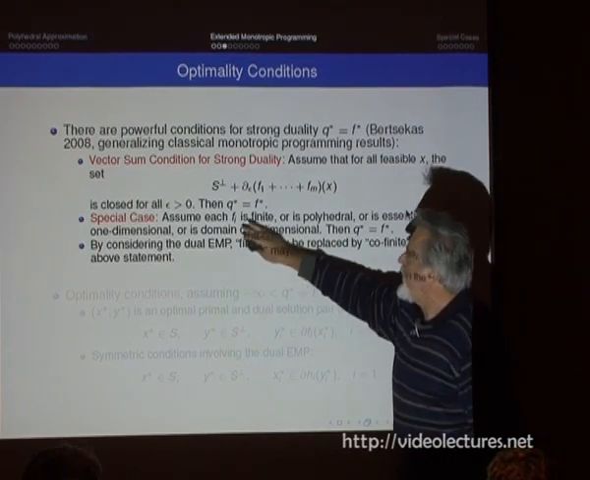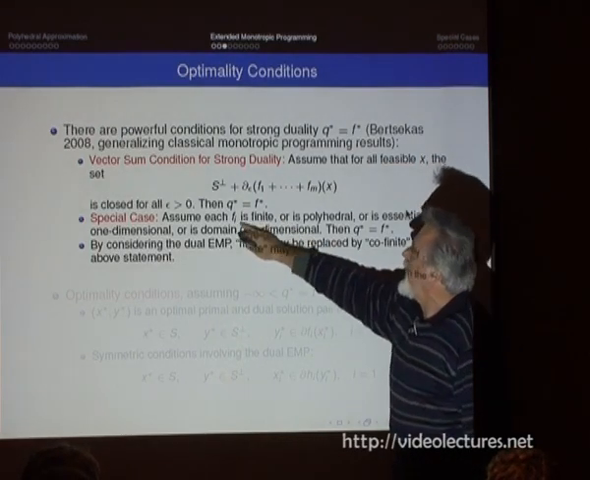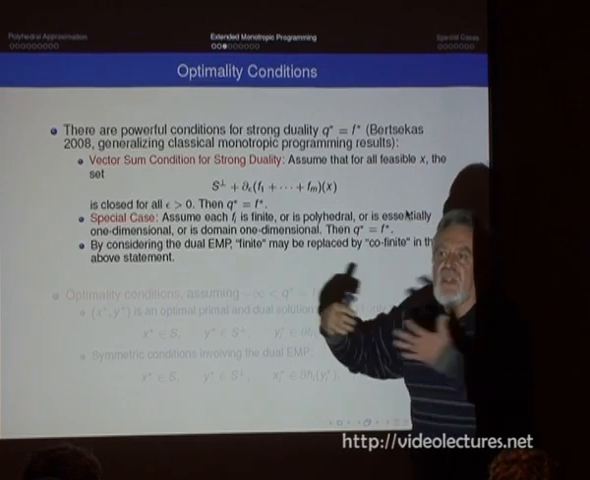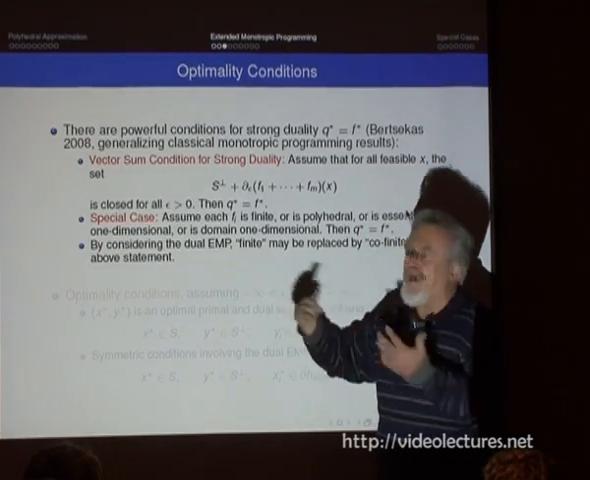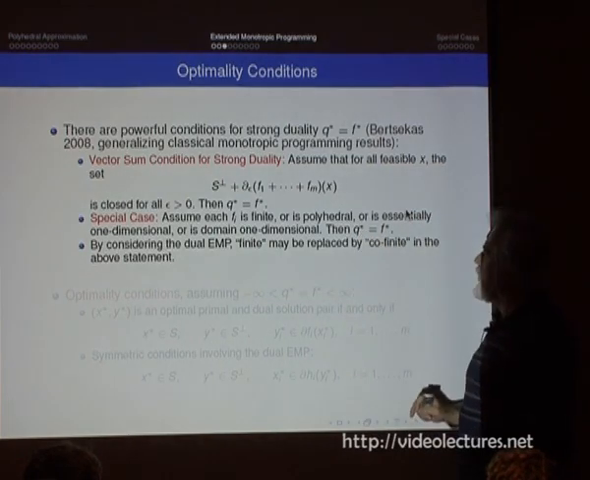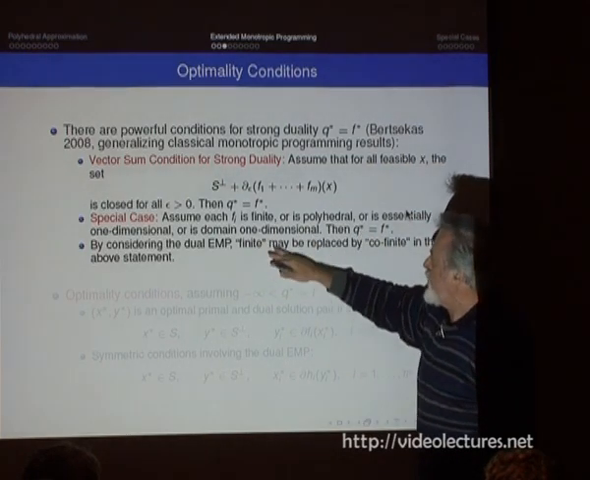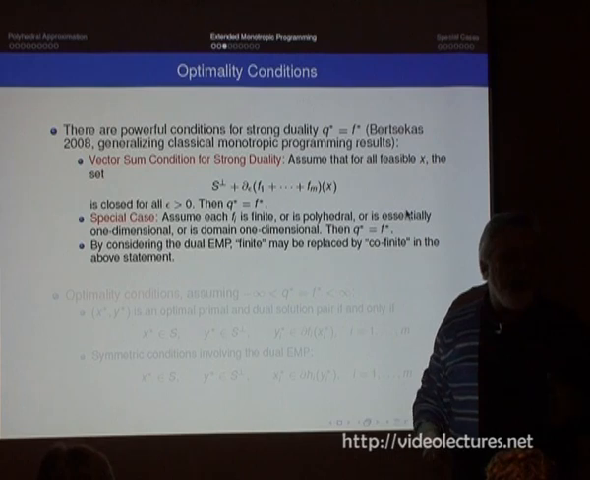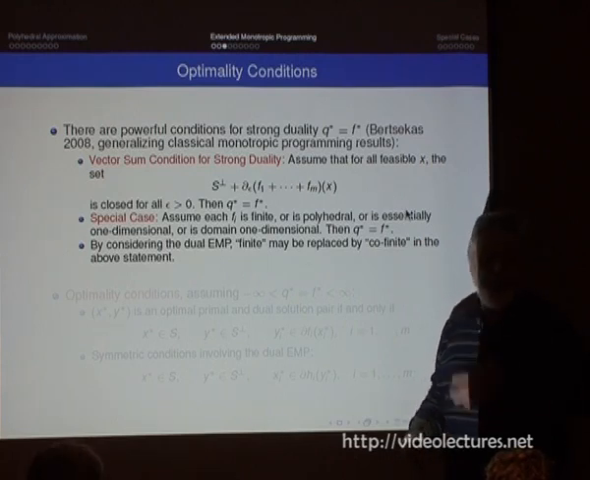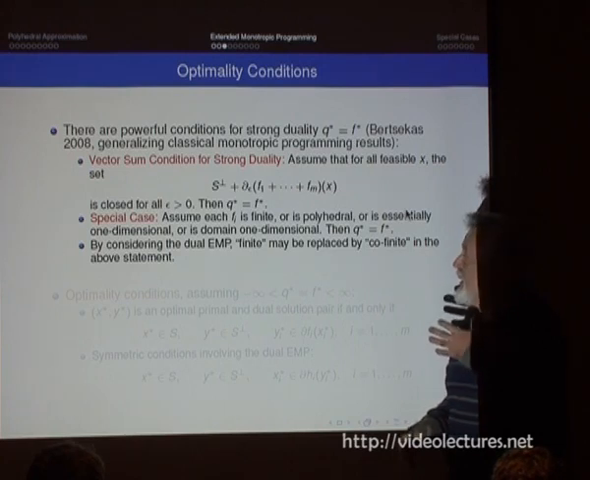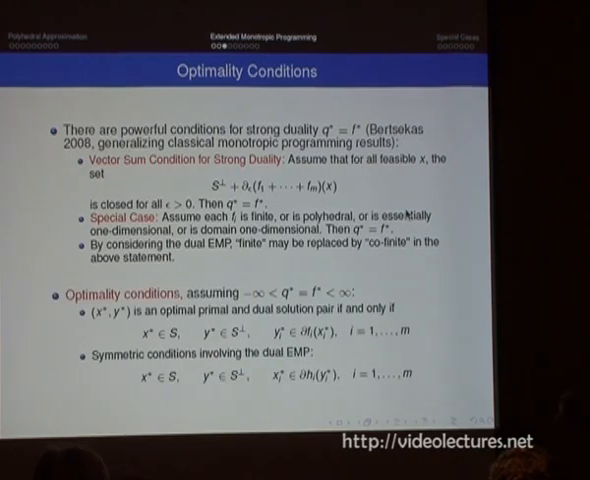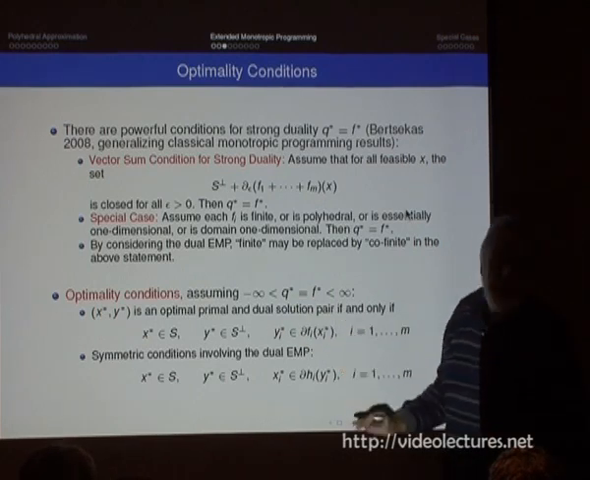And there are some interesting special cases here. Assume that each one of these f's is either real valued, or polyhedral, or essentially one-dimensional, depends on only one variable, or its domain is one-dimensional, then you have Q star equals F star, and then there's a dual statement. The point I want to make here is not so much the details of this condition, but rather that there are strong conditions that guarantee strong duality, and ordinarily you can expect it. It's rare that you would not have strong duality between the two problems. The more interesting conditions for our purposes are necessary and sufficient conditions for optimality.